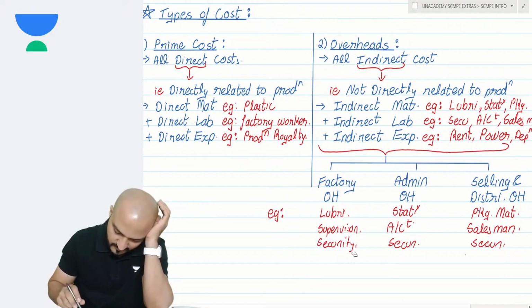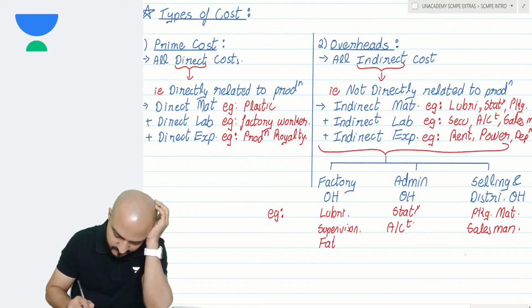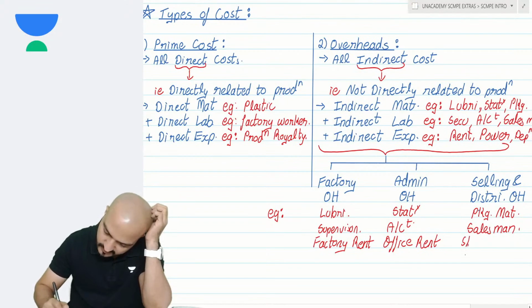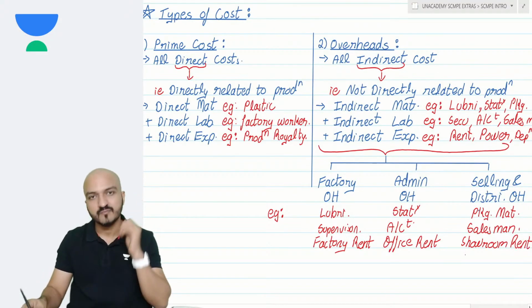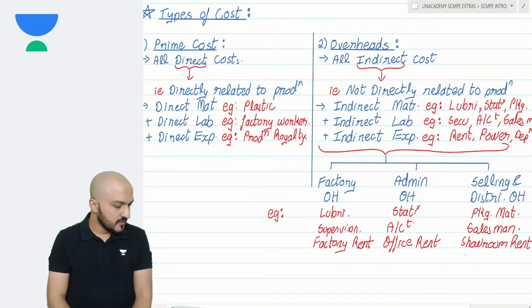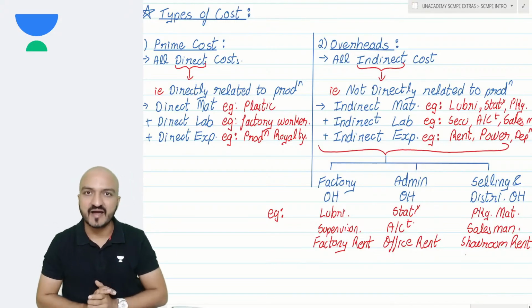Only one example I'll give. I'll remove the example of security because that falls everywhere. But say a factory rent over here, office rent over here, and showroom rent over here can become your examples. Done? So this covers major components of cost, major items of cost.